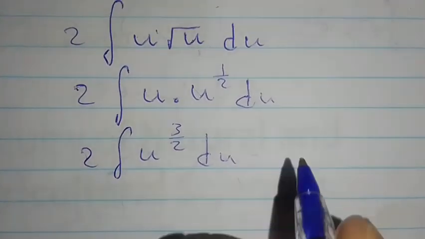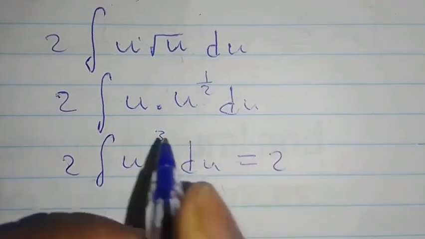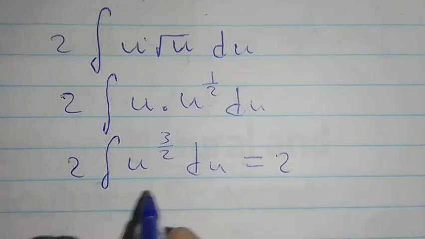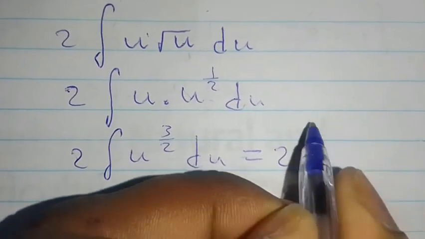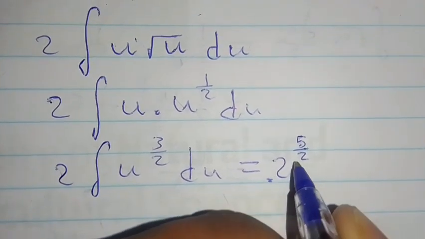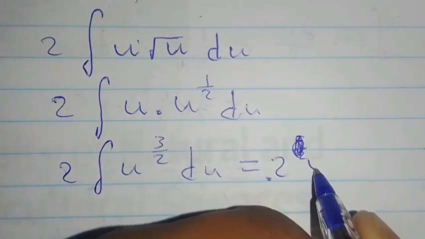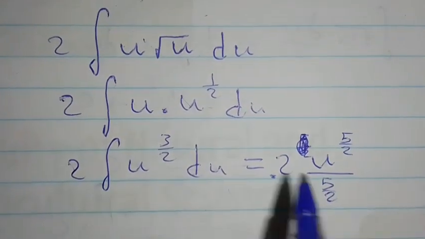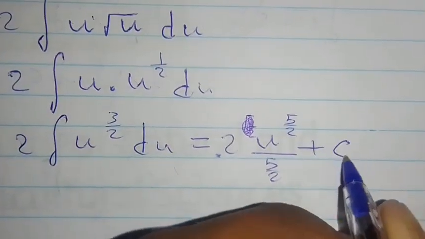Then you're going to have 2, the integral of this. You just add 1 here, and then you divide by that. 3 over 2 plus 1, that's 5 over 2. Then you multiply by u to the power 5 over 2, divide by 5 over 2. Then you add your constant there.